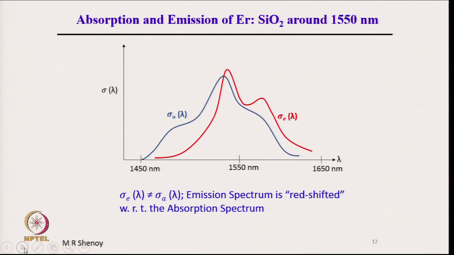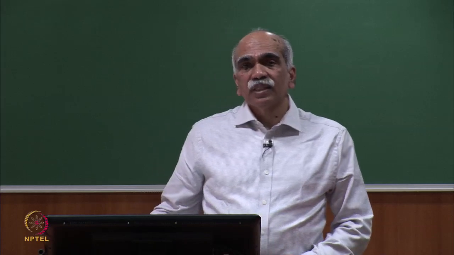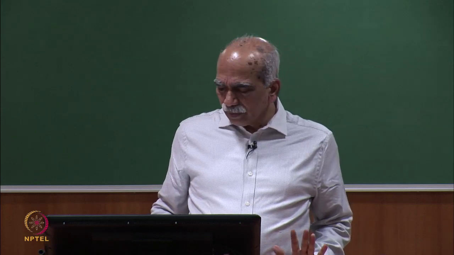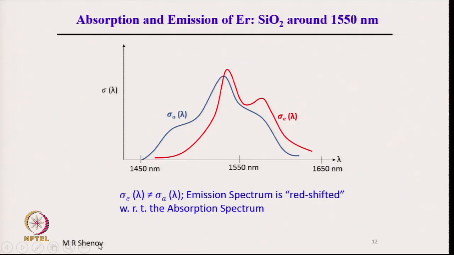Here I have shown a nearly correct graph for the absorption and emission of erbium doped silica. You can see that this is sigma A, the absorption spectrum. Typically, this varies for erbium doped silica, that is erbium doped fibers. Fibers are silica fibers, and therefore, we will study later on rare earth doped fiber amplifiers and lasers, and erbium doped optical fiber lasers are very important. Here you can see that the absorption cross section is different from the emission cross section.